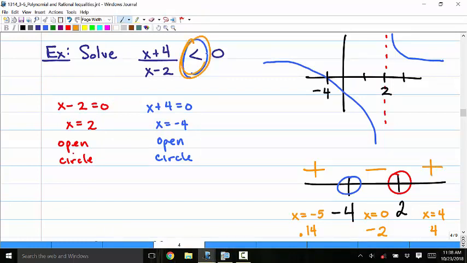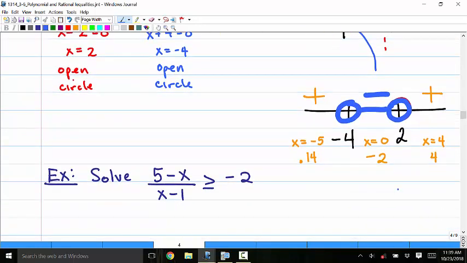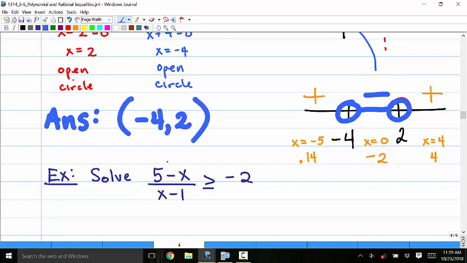Okay, going back to my symbol, I want less than. That goes with the negative numbers here. Remember that this was open and this was open. So my answer is what? Negative 4, comma, 2, and both of them have parentheses.